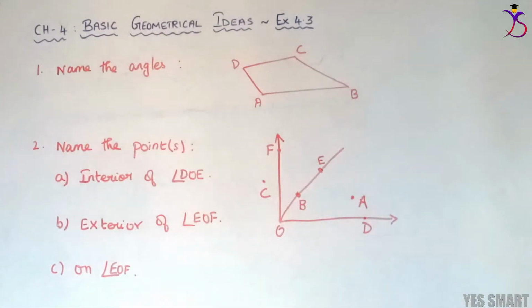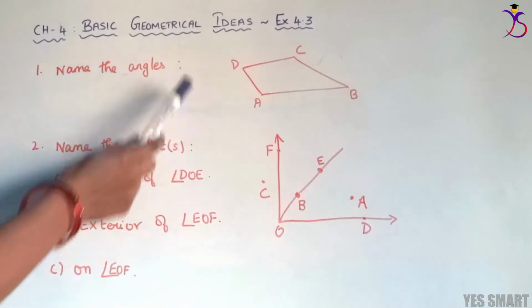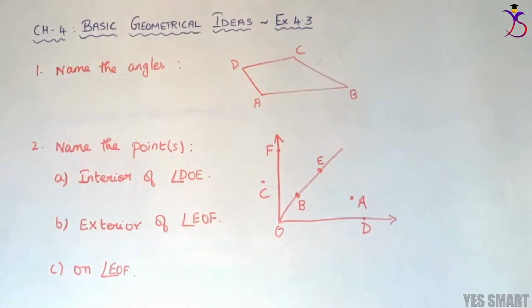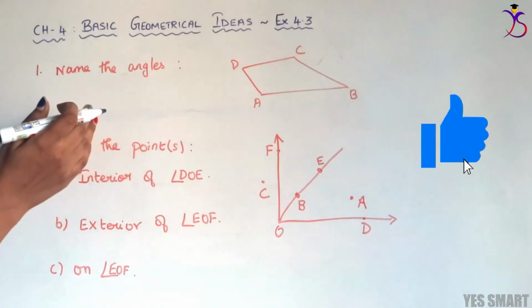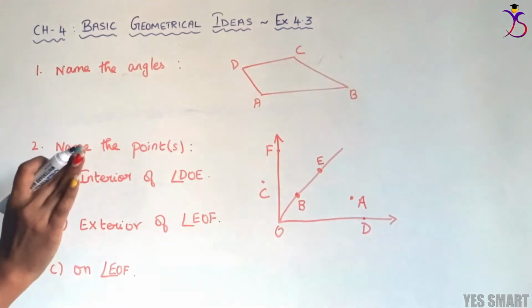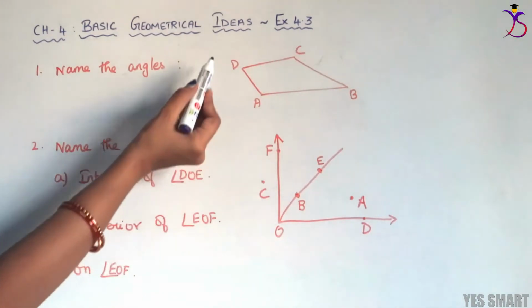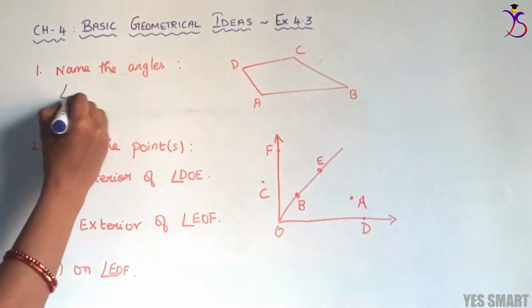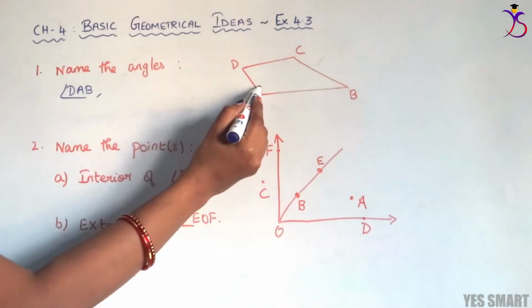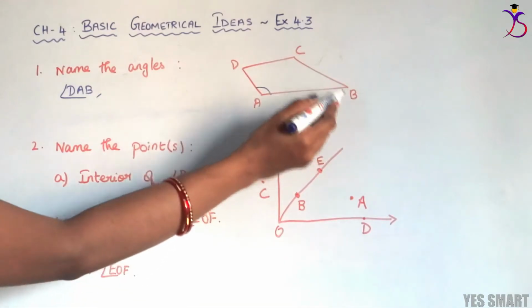Chapter 4, Exercise 4.3. In this first sum, name the angles. They have given a diagram in which we are supposed to write the name of the angles present. In this diagram, we have 1, 2, 3, 4 angles. We are going to write the name of these 4 angles in 3 letters, like DAB to represent angle A. So this angle is written.